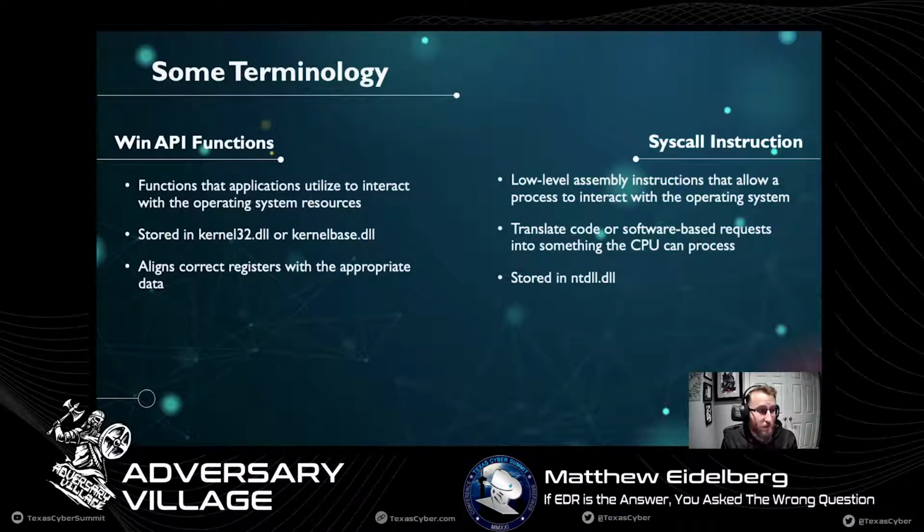At a very technical level, these API calls or functions align all the registers with the proper values on the stack before they're actually executed. They get executed by the system call instruction. A system call is a low-level piece of assembly that actually performs the operation. Every Win API function has a system call to match. This takes the request of the software and translates it into something that the CPU can understand and actually perform. So when we're talking about creating a file, that's actually done at the system call level.